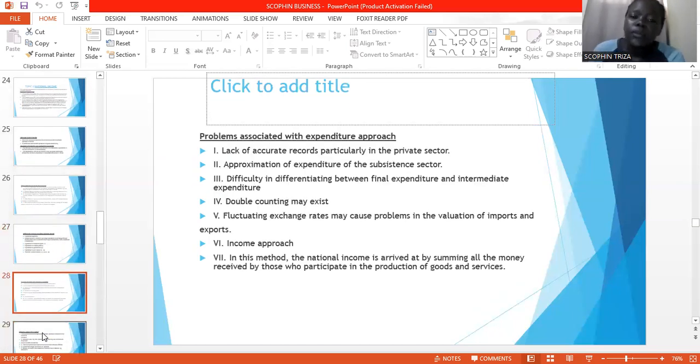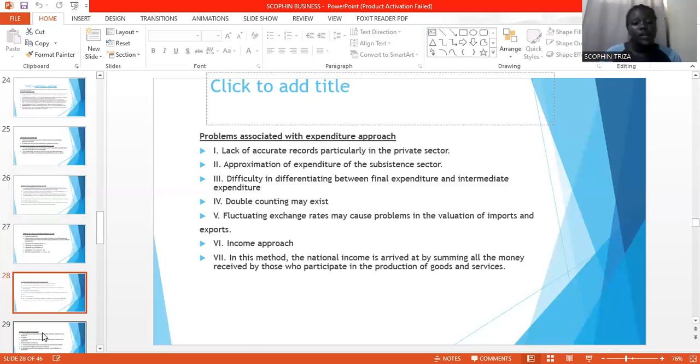Now, these are some of the problems associated with the expenditure approach. They lack accurate records, particularly in private sectors. The next one is approximation of expenditure of the subsistence sectors. The third problem is difficulty in differentiating between the final expenditure and the intermediate expenditure. And then double counting may exist. Fluctuating exchange rates may cause problems in the valuation of imports and exports.